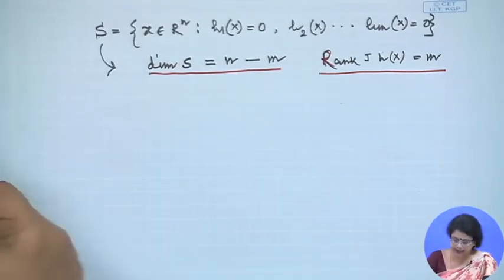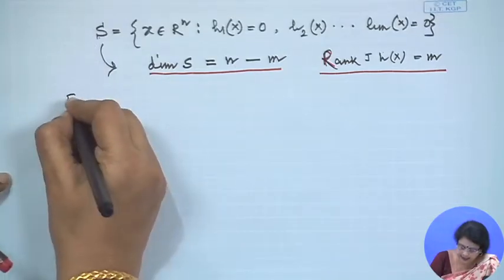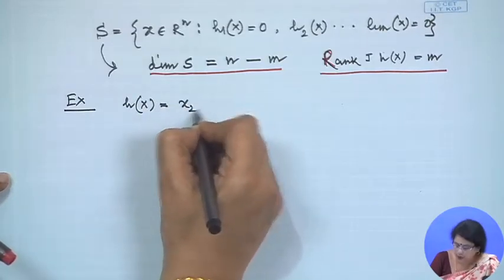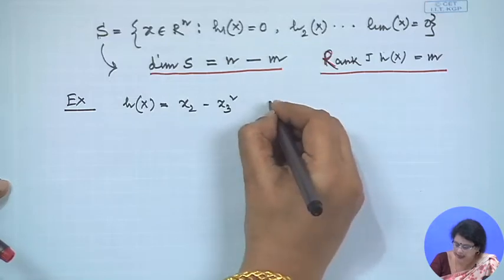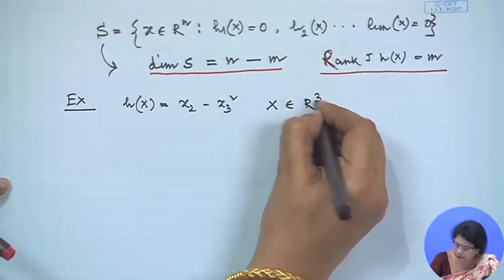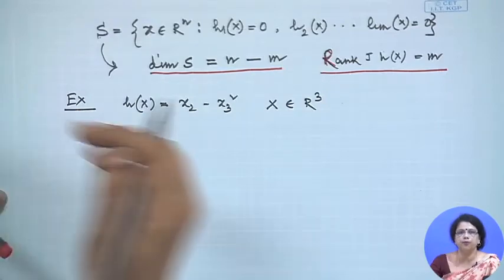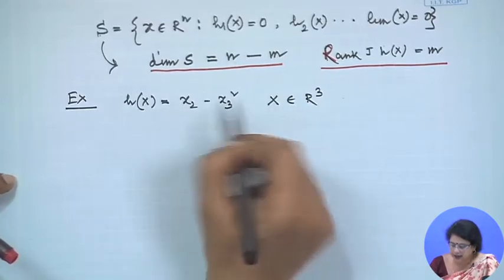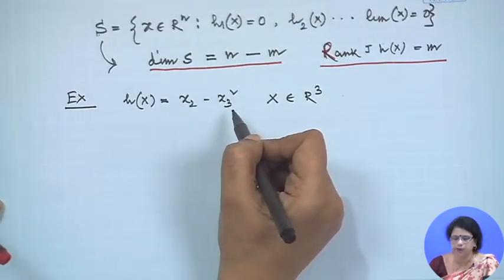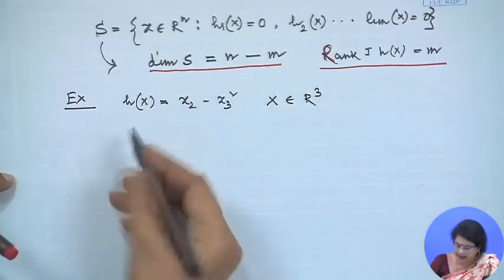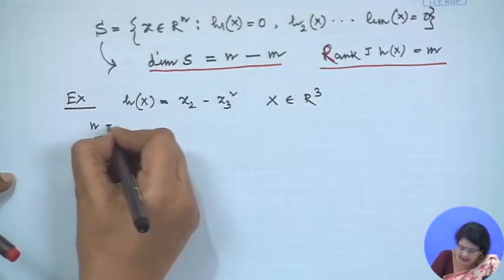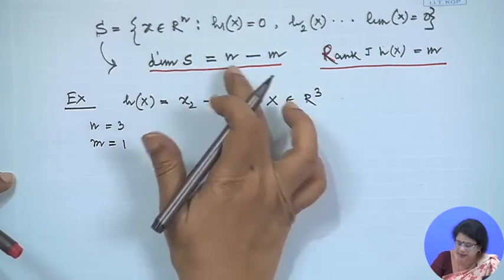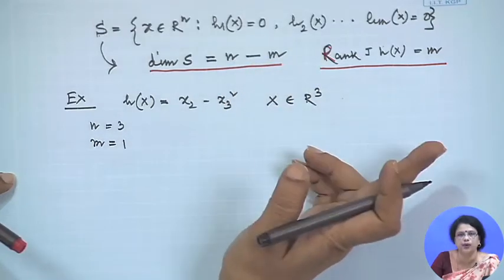The first example is h(x) equal to x2 minus x3 squared, there is only one constraint. It has been said that x is in R3 only. When we are dealing with the regular point, we are only dealing with the constraints. The constraint does not have x1, that is true, but the objective function must have it. Here n is equal to 3, m is equal to 1, so the dimension of S must be equal to n minus m, that is equal to 2.